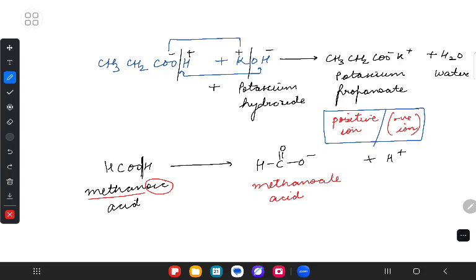Are we understanding? So it's not difficult. It's very simple. You replace methanoic acid with methanoate. Understood?